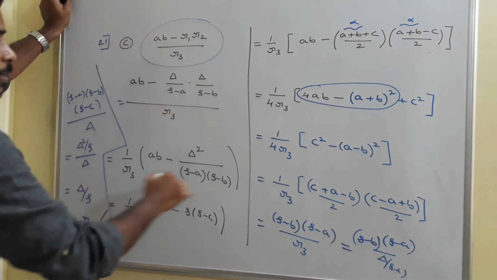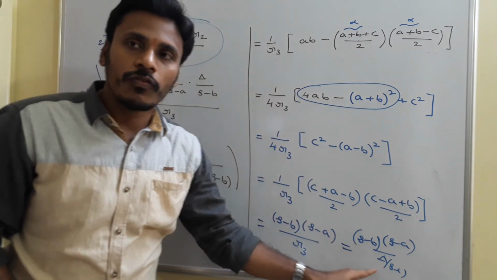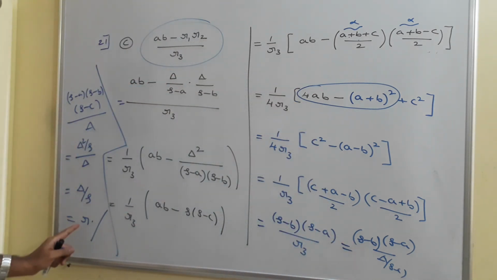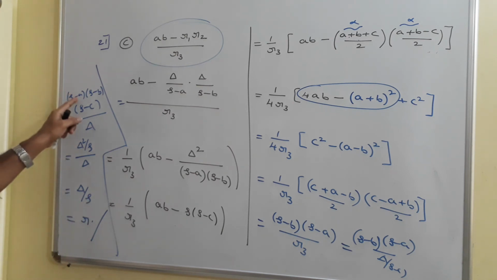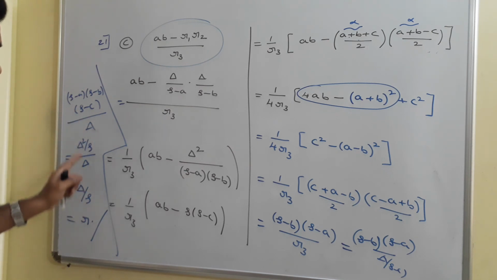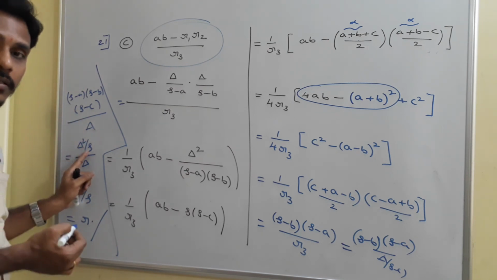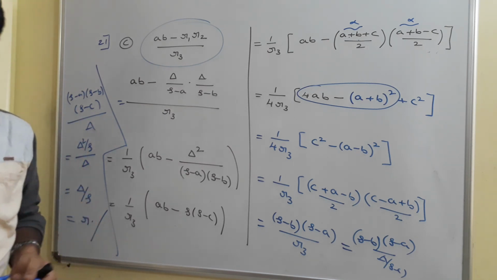Step by step we need to move. At the end, because of the space concern, I am using this space. You just think about it. S minus A, S minus B, S minus C. The product of these three terms is simply delta square by S. That's the idea actually. Just have a look.